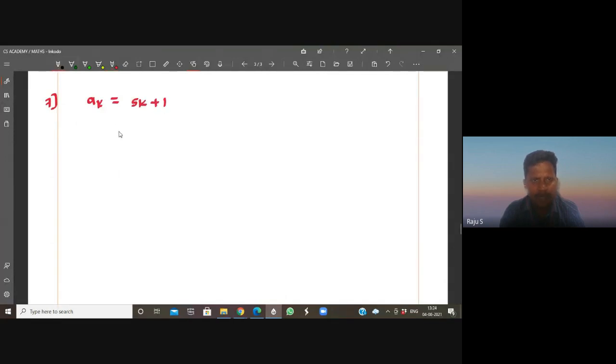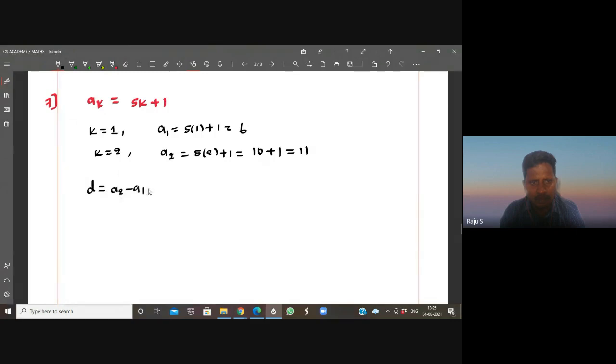When I take k equal to 1, what is a1? A1 is 5 into 1 plus 1, that is 6. When I take k equal to 2, what is a2? 5 into 2 plus 1, that is 10 plus 1, that is equal to 11. So these are the a1, a2 values. Then the common difference d is equal to a2 minus a1, that is 11 minus 6, which is equal to 5. Right, students? So this is the d value.